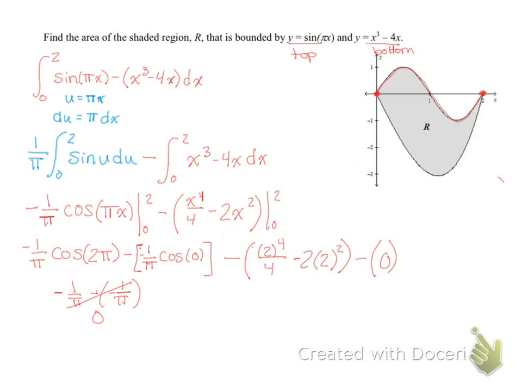Okay, so 2 to the 4th, what is that, 16? So 16 over 4 minus 2 times 2 is 8, or 2 times 2 is 4, times 2 is 8. Okay, and remember this is minus in front. So I have negative 4 minus 8, which ends up being positive 4. So all of this area here is 4.